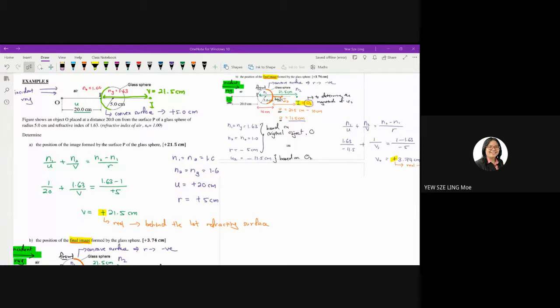Okay, I encourage you to draw a new diagram for question B, so that you can have a clearer image on what is going on. Kalau kamu semua lukis dalam diagram asal, nanti kamu sendiri yang pening. So you draw two diagrams, one diagram for the first refracting surface, second diagram for the second refracting surface, so that you can see clearly what is going on right here.